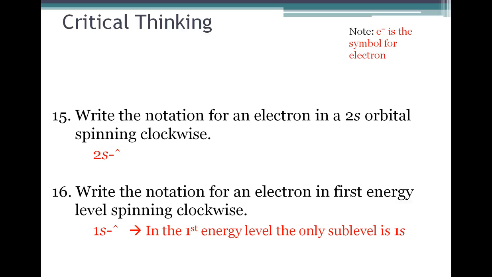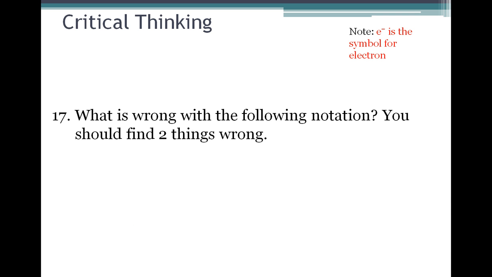So for number 16, you have to write the notation for an electron in the first energy level spinning clockwise. 1 represents the first energy level, and there's only the S sublevel in the first energy level, and the S sublevel only has 1 orbital, so 1 line, and clockwise meaning the arrow is pointing up.